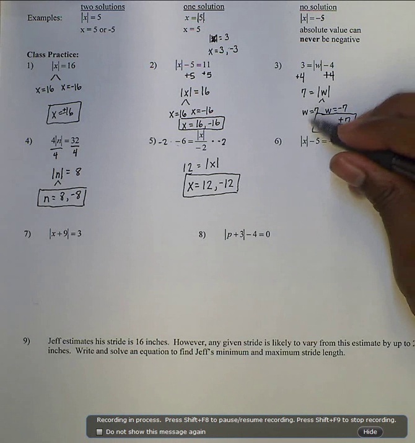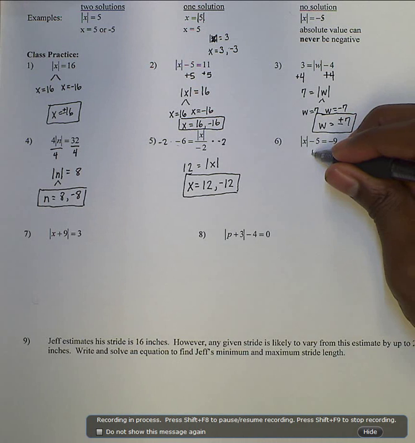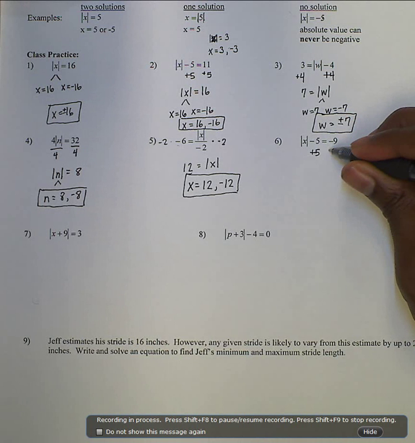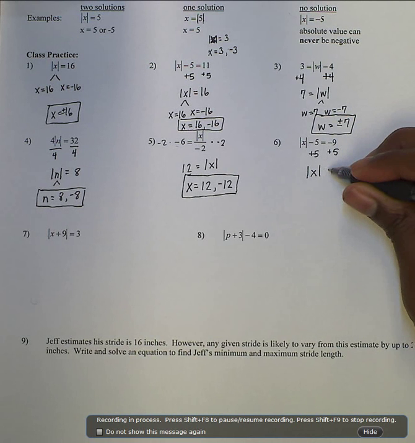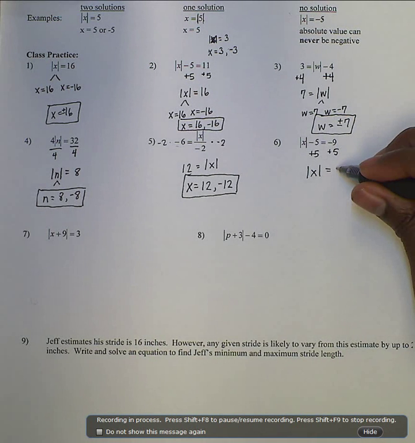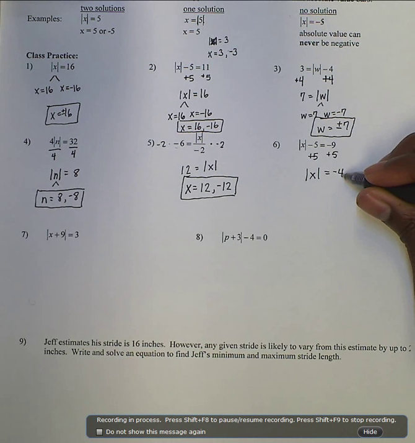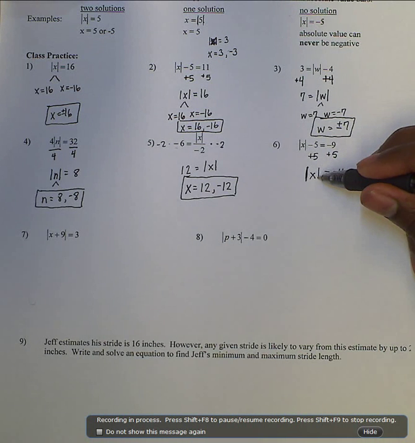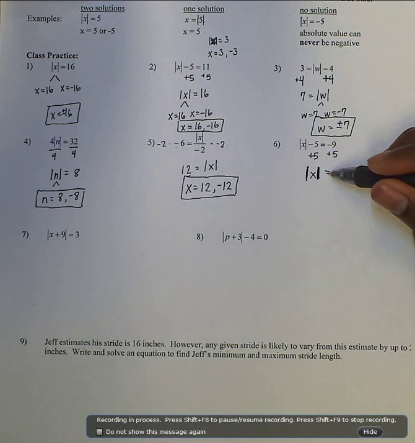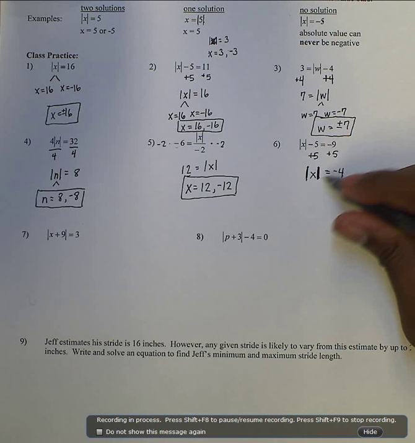So number 6, again, we're trying to get our absolute value by itself. We're going to add 5 to each side. So we have the absolute value of x equals negative 4. Okay, and so hopefully this perks your ears up because you're like, wait, how's the absolute value equal a negative number? If you did that when I said that, you're right. An absolute value cannot equal a negative number. That's what we said up here.